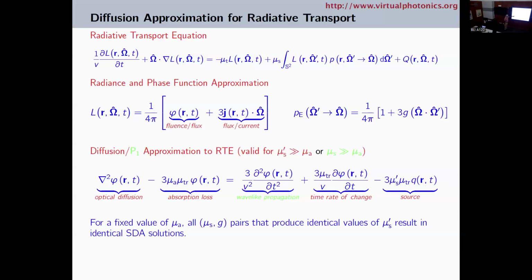The other thing is that often in the field, people just ignore this term because you can show that this term is small compared to that term. But if you keep it in, you do something called the P1 approximation. You're taking the full contributions of both this isotropic and anisotropic term. If you get rid of it, that's what's called the diffusion approximation. And you can get under circumstances where mu s prime is much larger than mu a, that's reasonable. But if only mu s is much larger than mu a, you probably want to keep that term in if you're dealing with a time varying problem.